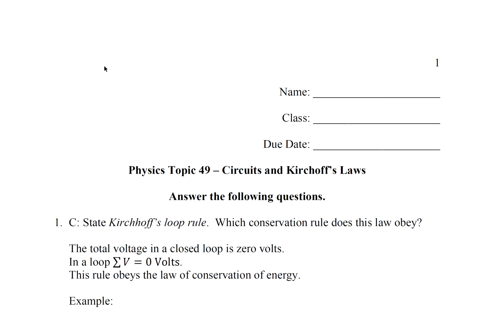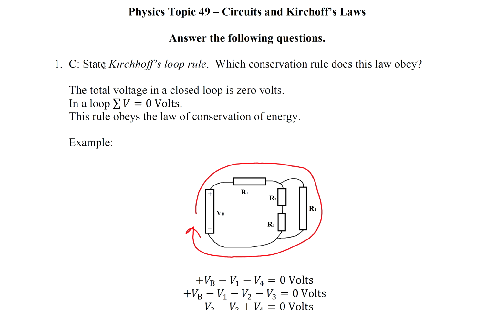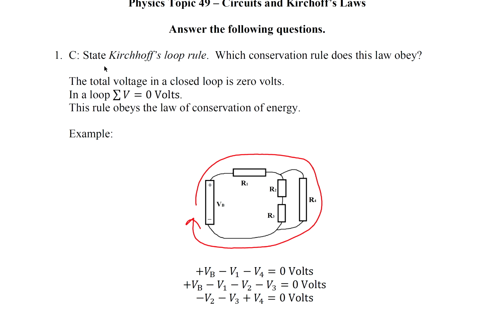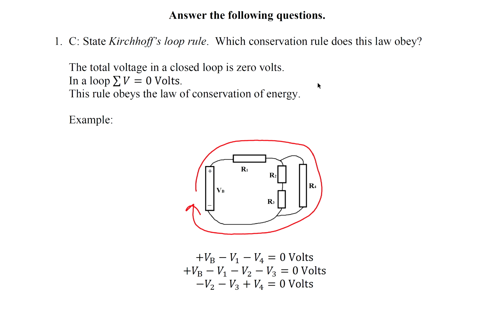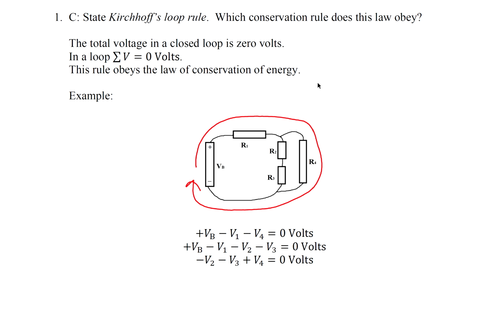This video is on circuits and Kirchhoff's laws. Question 1. State Kirchhoff's loop rule. Which conservation rule does this law obey? Kirchhoff's loop rule tells us that the total voltage in a closed loop is 0 volts. This rule obeys the law of conservation of energy.